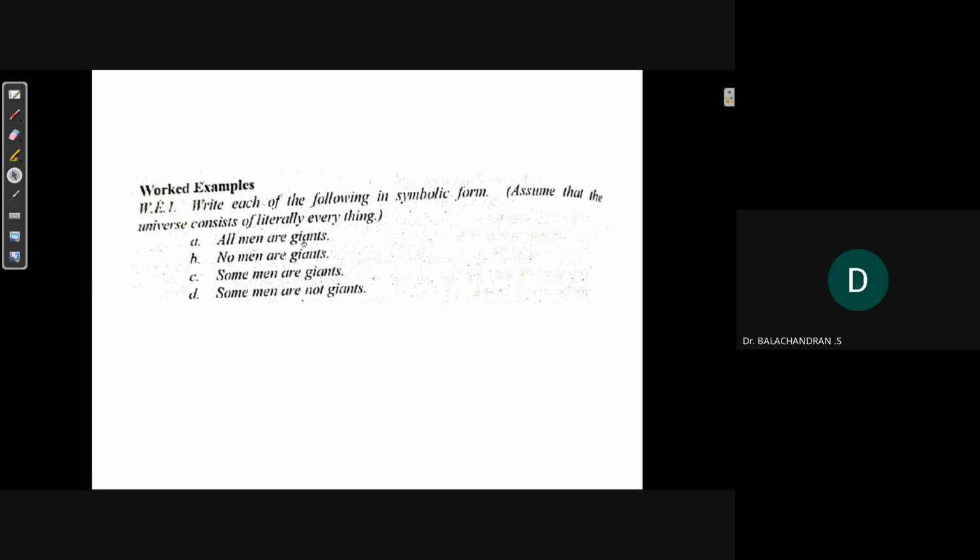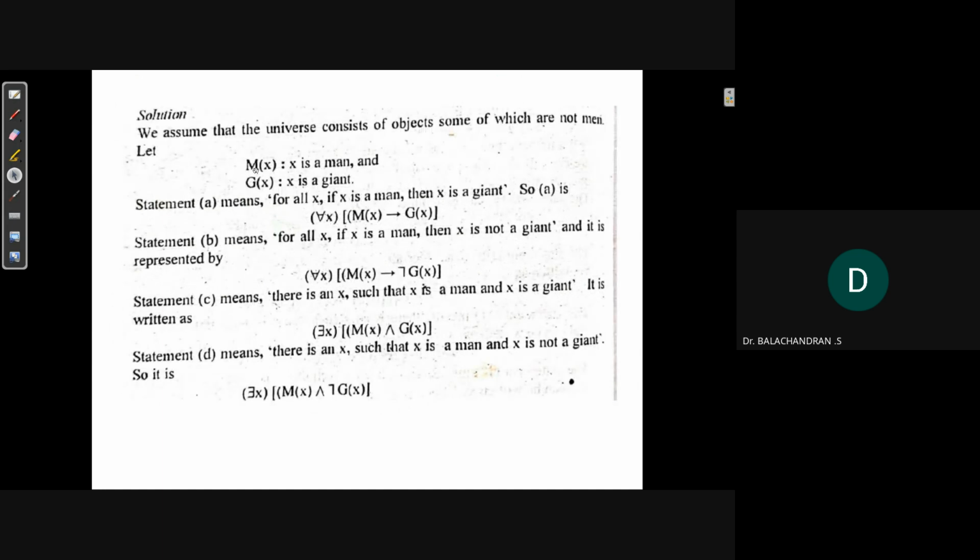So all men are giants. Similar to all cats have tails, all men are giants means for every x, M of x implies G of x. We assume that the universe consists of objects, some of which are not men also. So I write M of x, x is a man, and G of x, x is a giant. Now statement A, which is in the previous slide: all men are giants. That means for all x, if x is a man, then x is a giant. So you can write for every x, M of x implies G of x.